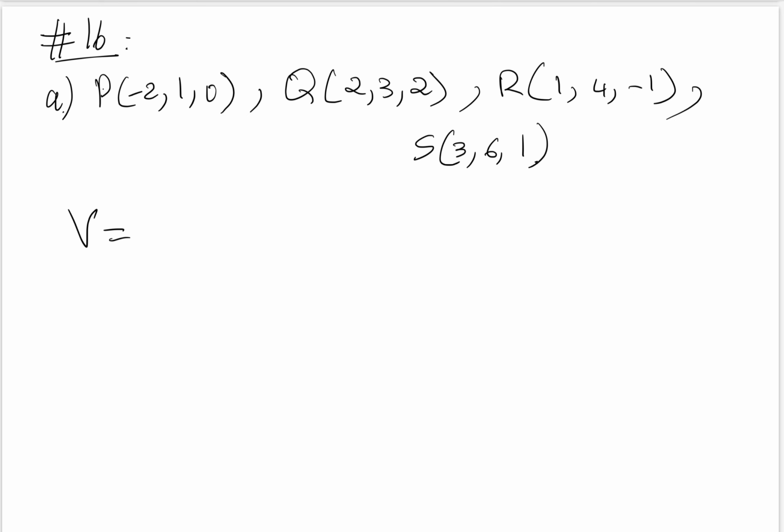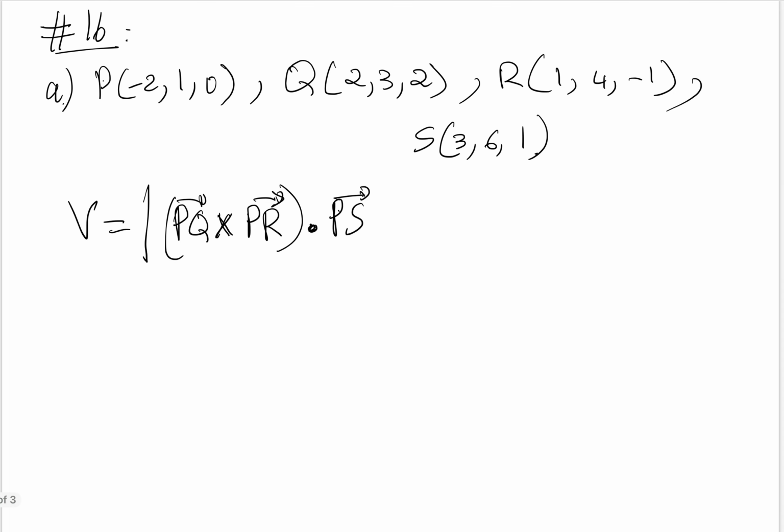So now the volume of the parallelepiped, let's call it V, is equal to, now be careful here, the norm of the PQ vector cross product of the PR vector. I mean, it's just the norm times the vector. Okay? And then you take the dot product with the PS vector. You take the cross product here and you take the dot product here.